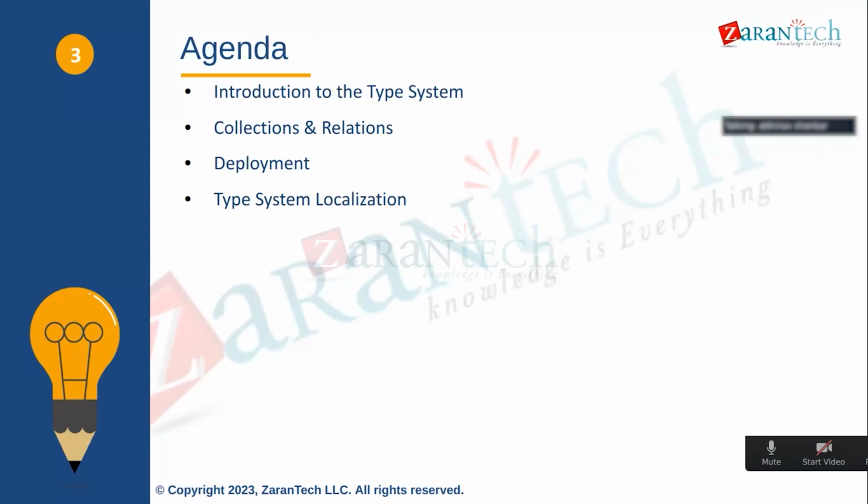Here is our agenda: introduction to the type system, collection relationships, deployment, and how to do localization for the type system. I will go with a quick overview. Type system is like a Java class. In Java, there is an object and a class, right? In the same way here, the type is the same, and item types are like your object and class. That I am going to explain to you with screenshots and everything.